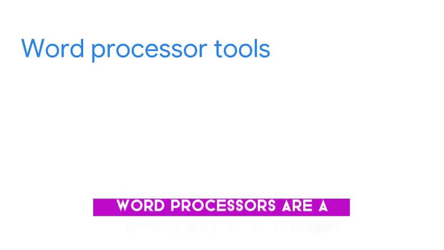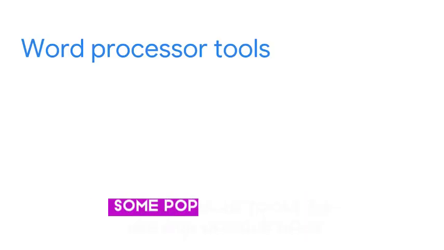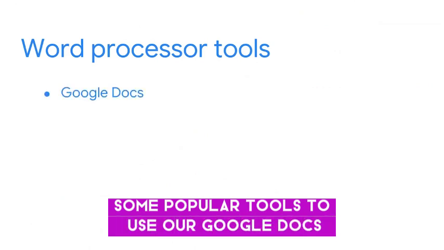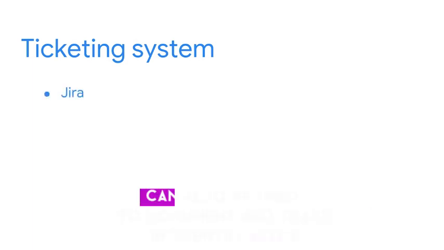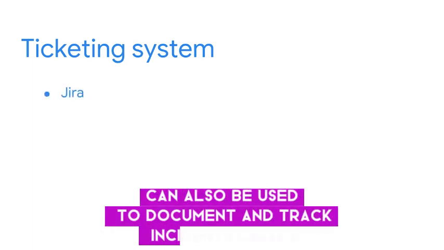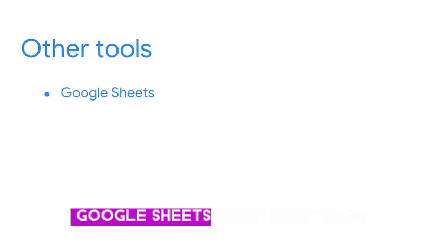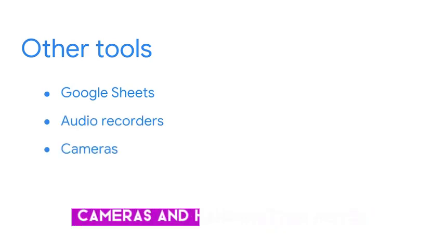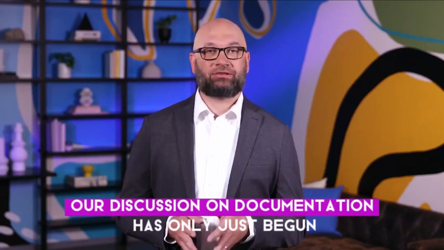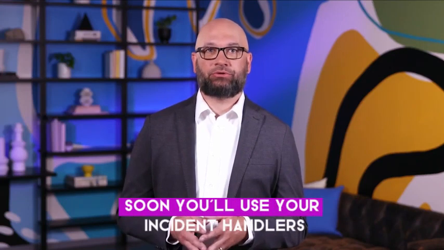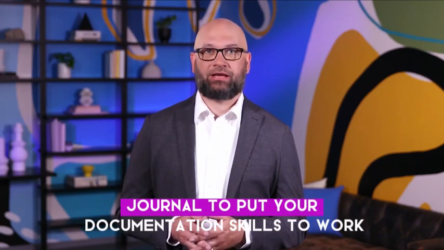Word processors are a common way to document. Some popular tools to use are Google Docs, OneNote, Evernote, and Notepad++. Ticketing systems like Jira can also be used to document and track incidents. Lastly, Google Sheets, audio recorders, cameras, and handwritten notes are also tools you can use to document. Our discussion on documentation has only just begun. Soon, you'll use your Incident Handler's Journal to put your documentation skills to work.